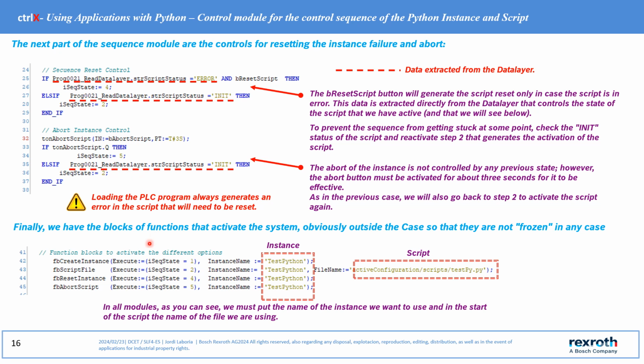Finally, and outside of the case, we have the control module for the creation of the instance, the script start, the reset module and the abort module. By placing it here, we prevent freezing and improper operation. In all modules, we have to put the name of the instance that we are going to use in the boot module, and the script that we are going to use.